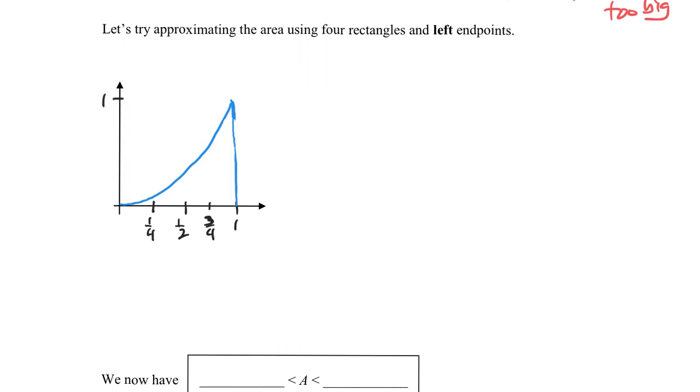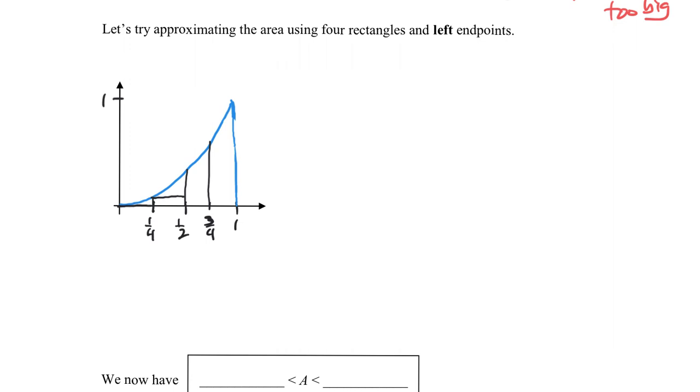Well, this time we're going to use left endpoints. We can still do this though. We can come up here. But this time, when you look at this first rectangle here, the left endpoint is 0. So this first one is going to have no area at all. Then you come to the second rectangle. Here's the left endpoint and the right endpoint. We want the left endpoint this time. So we come across here.